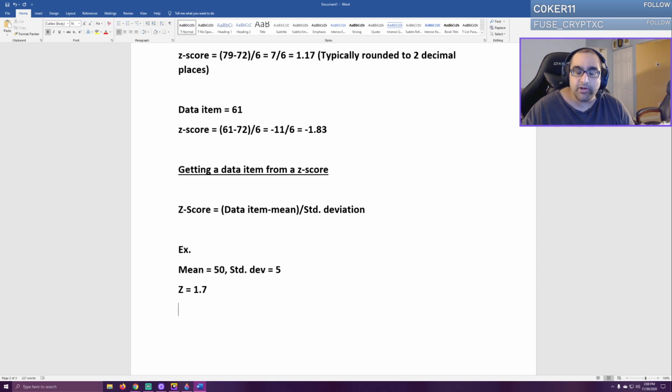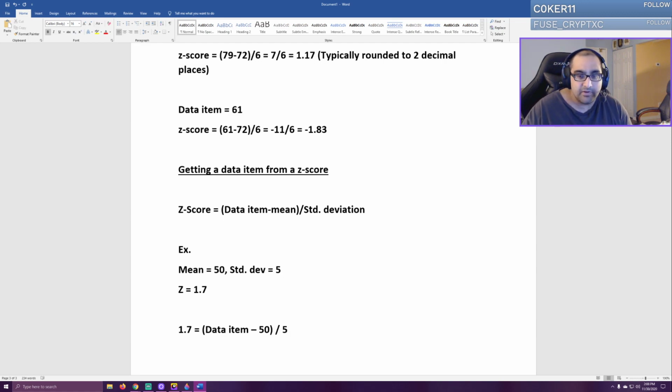Again, what am I trying to find here if I have a z-score of 1.7? Well, all I want to find is the data item that's associated with that particular z-score. So I'm going to set it up using my formula. 1.7 is equal to the data item minus the mean here, which is 50. I'm going to divide that by 5.